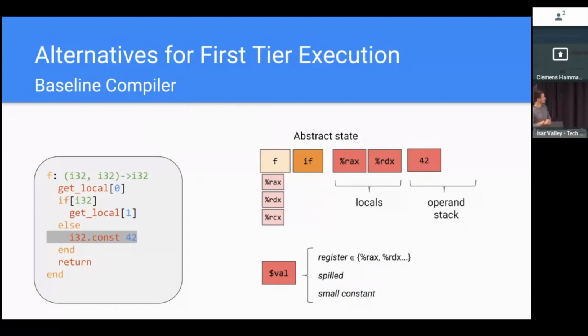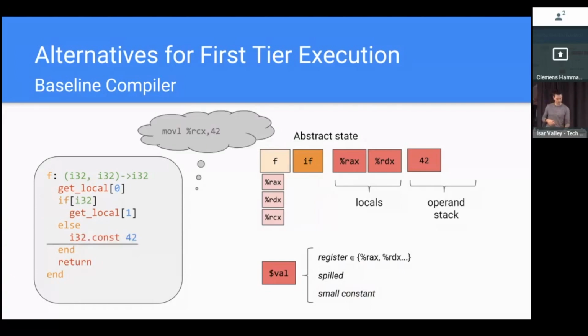So in this case, an i32 const with the value 42. We just push this on the operand stack. And then, again, this block is done, and we need to merge our current state into the assumed state at the end. And this means that the value 42 needs to be moved into the register RCX. So we emit code for that, a single move instruction.